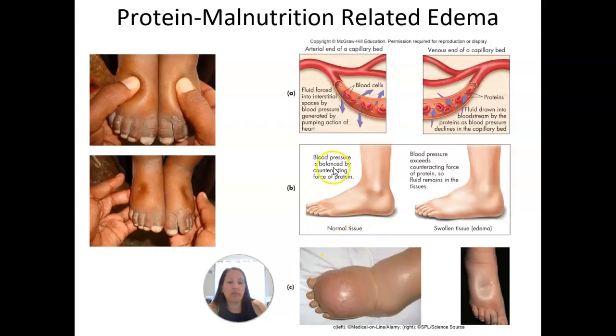So blood pressure is balanced by the counteracting force of the protein. So the fluid that comes out, there's an equal amount of fluid that goes back in because we have proper levels of protein circulating in our bloodstream.